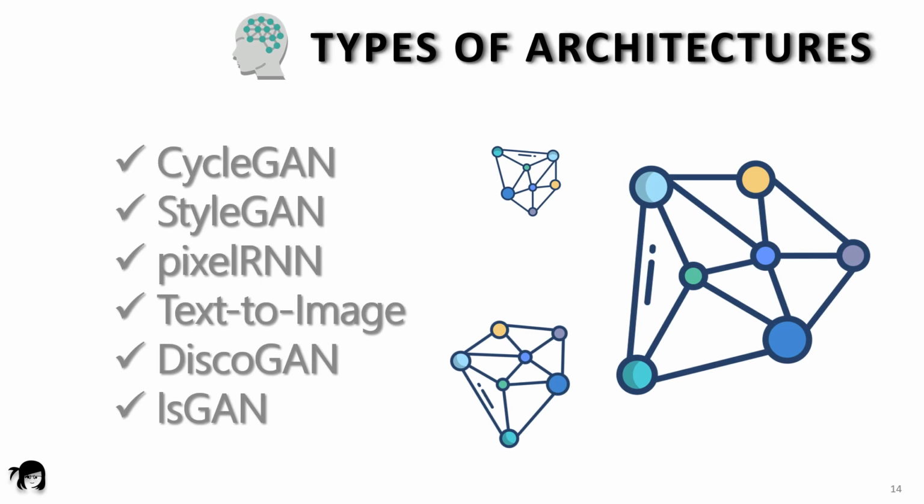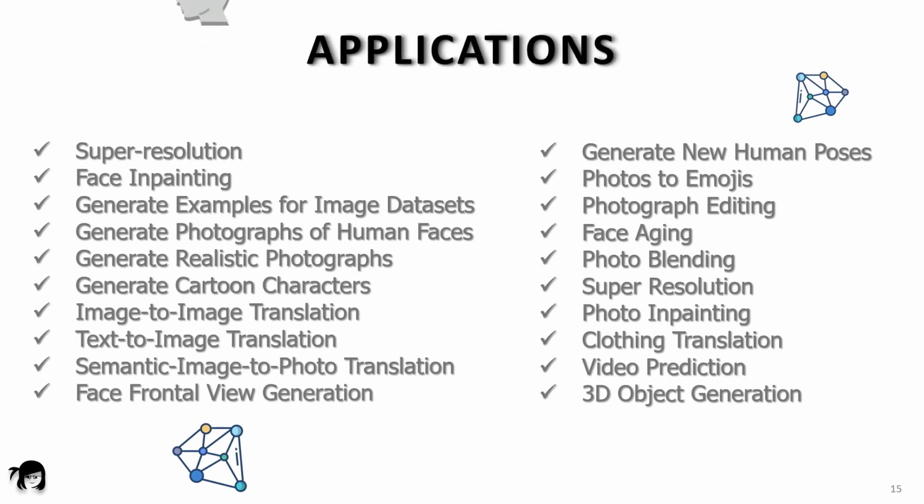There are many types of GAN architectures, such as CycleGAN, StyleGAN, PixelRNN, text-to-image, DiscoGAN, ISGAN. The application area is extremely vast for GANs, such as generating examples for image datasets, photographs of human faces, cartoon characters, image-to-image translation, text-to-image translation, etc.